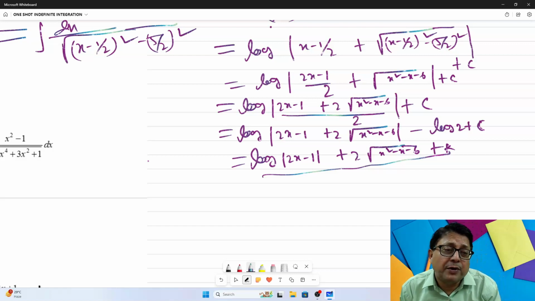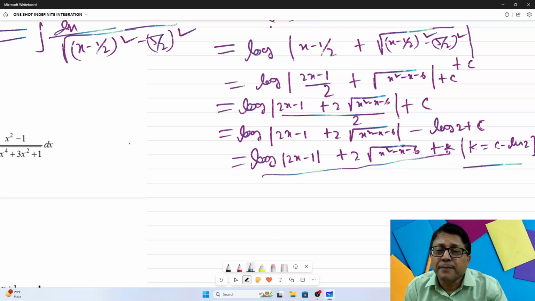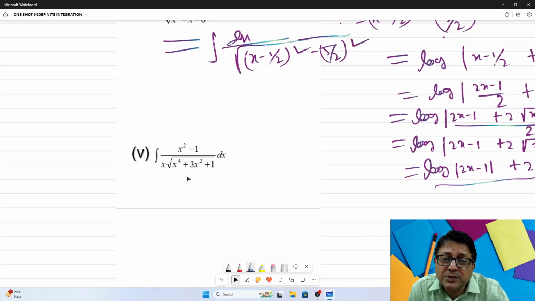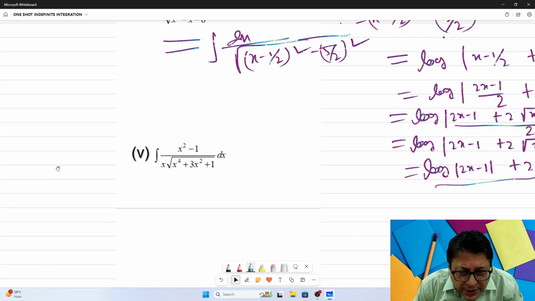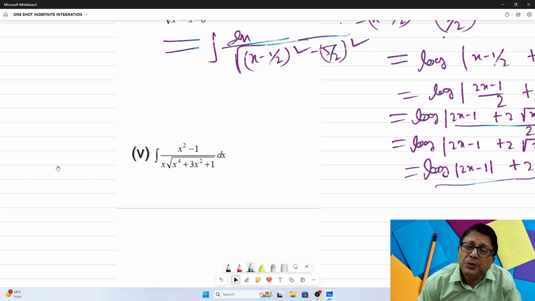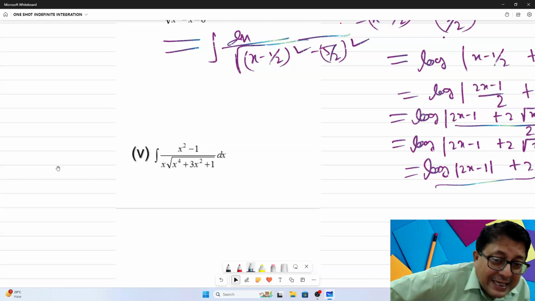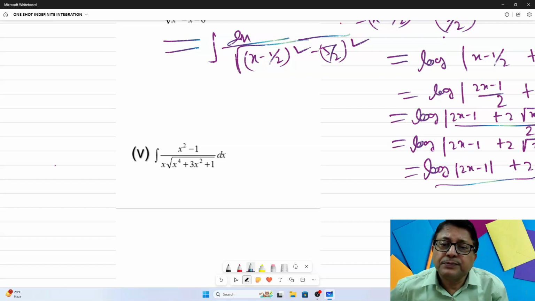This k you need not explain, you can write if you like k equal to c minus log 2. Okay. Next one is another very interesting, very important sum. How to solve it? There is no f dash x by fx form, isn't it? So is there any chance of getting those standard integrals you have just seen once before today?